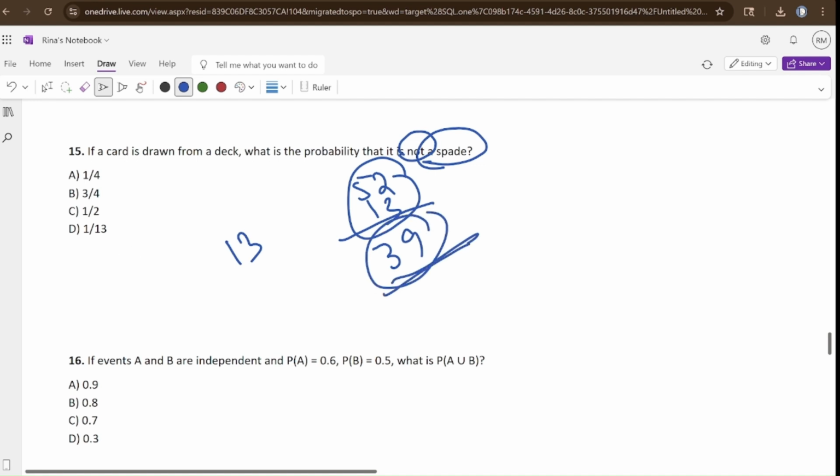So your favorable outcome is not a spade, so any number from the other 39 cards. And total you have 52 cards in a deck. So that is the answer. Now you can simply divide. It will be 3 by 4, dividing by 13.